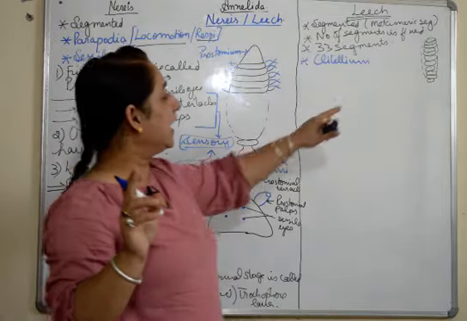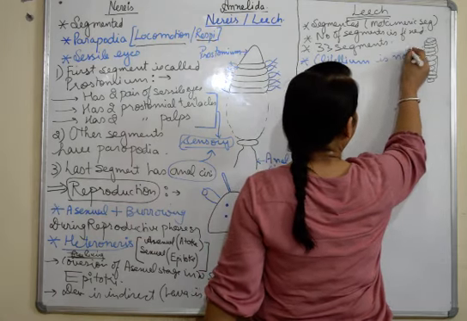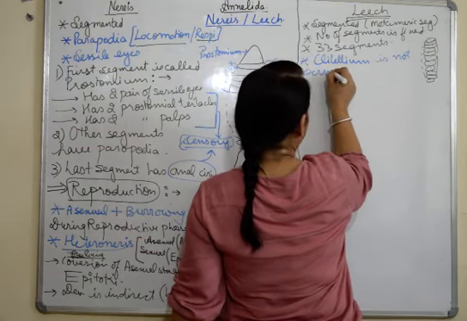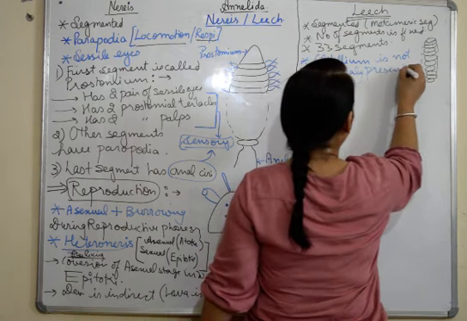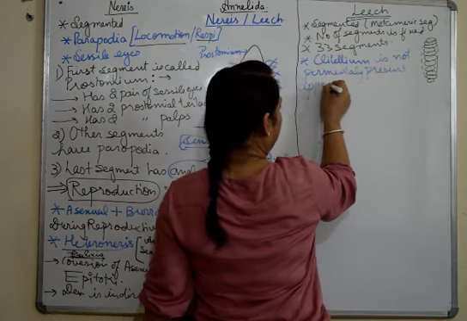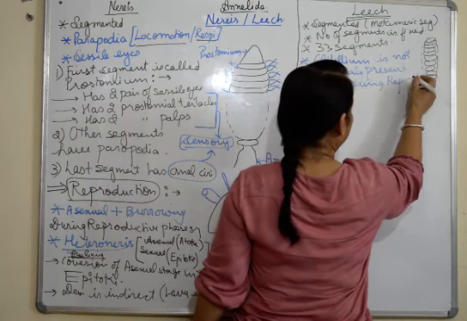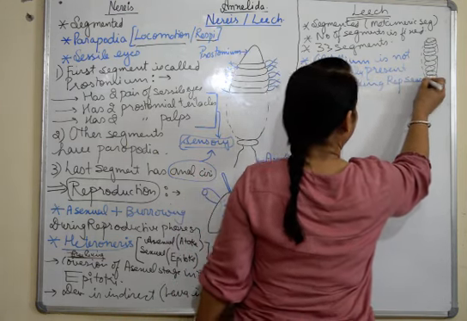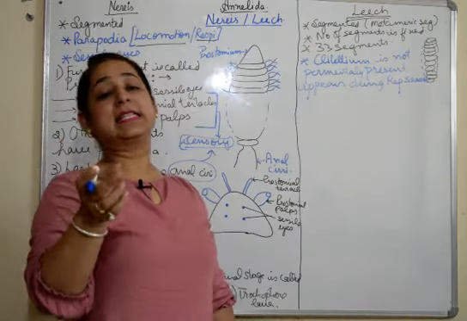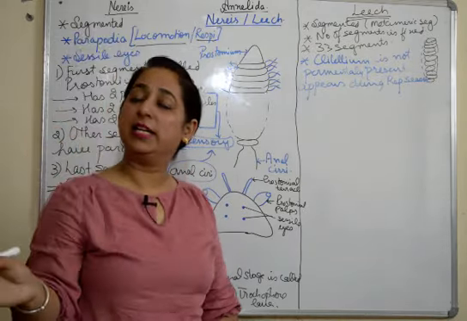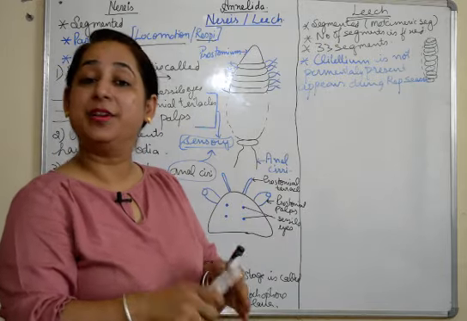But here, in case of leech, the clitellum is not permanently present. It appears during the reproduction season. During the reproductive phase, this clitellum appears and then it degenerates. It's not present throughout. This is one significant characteristic feature.